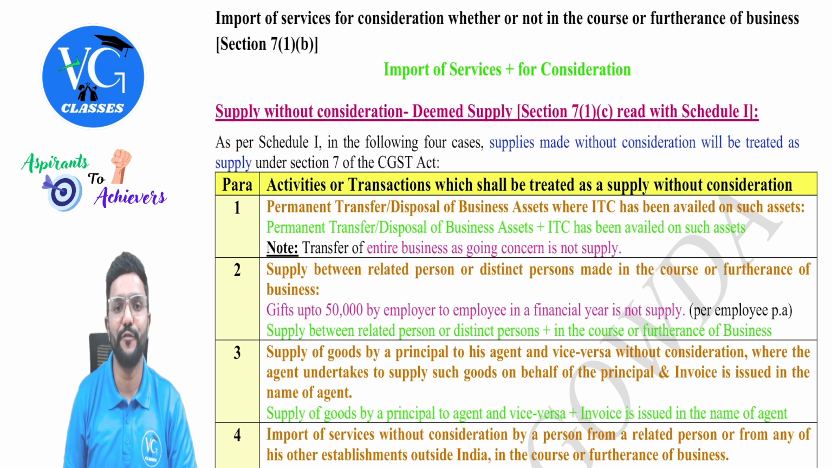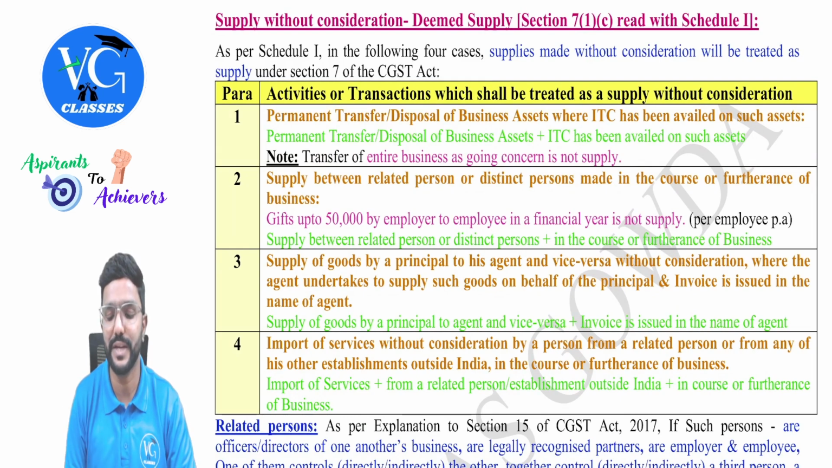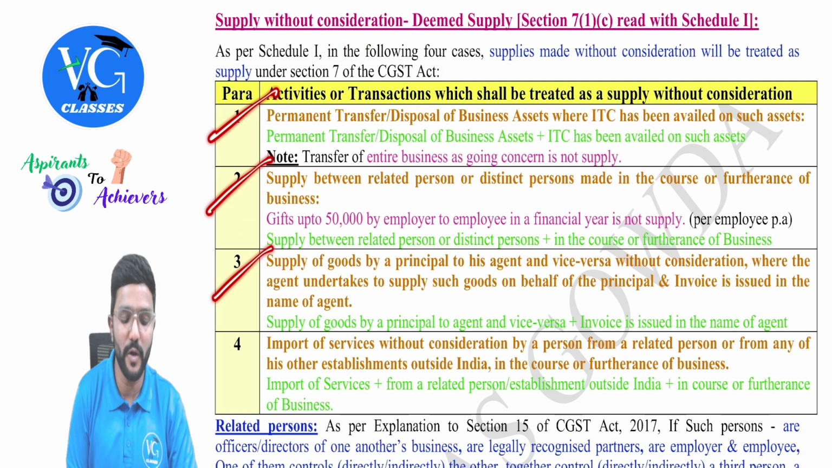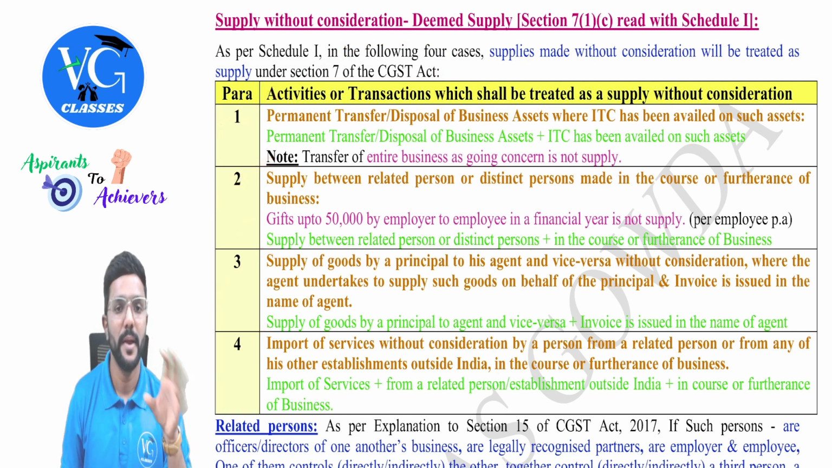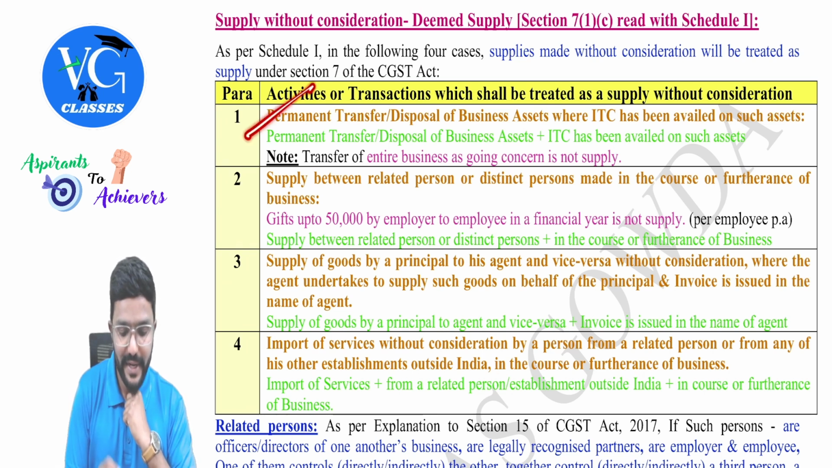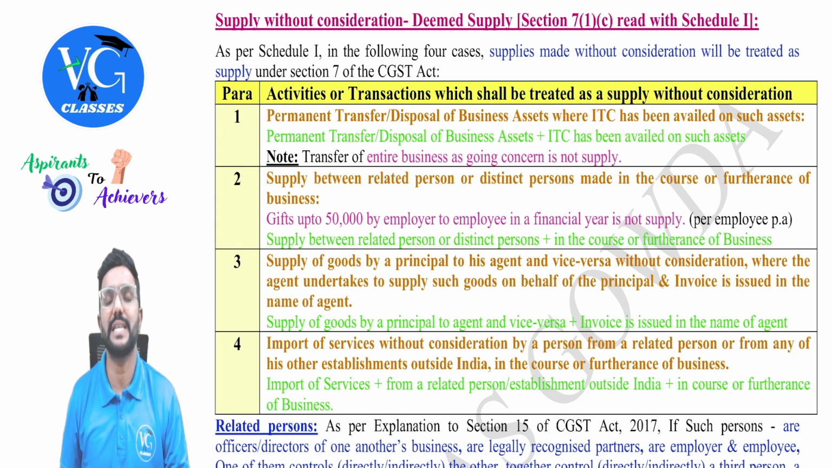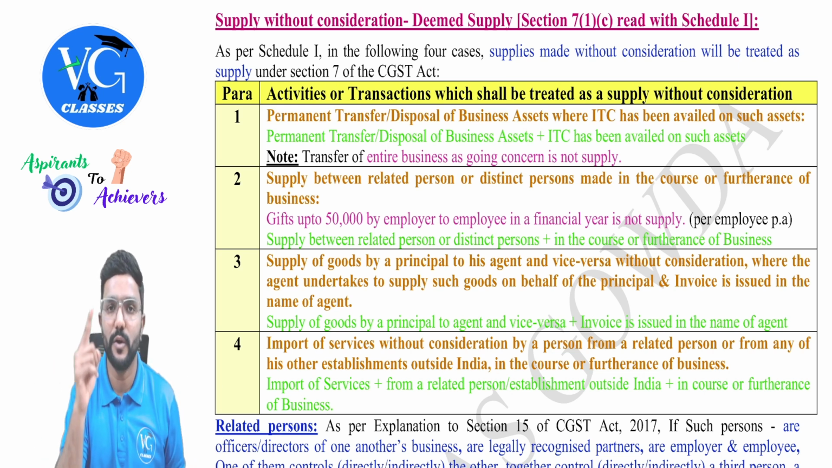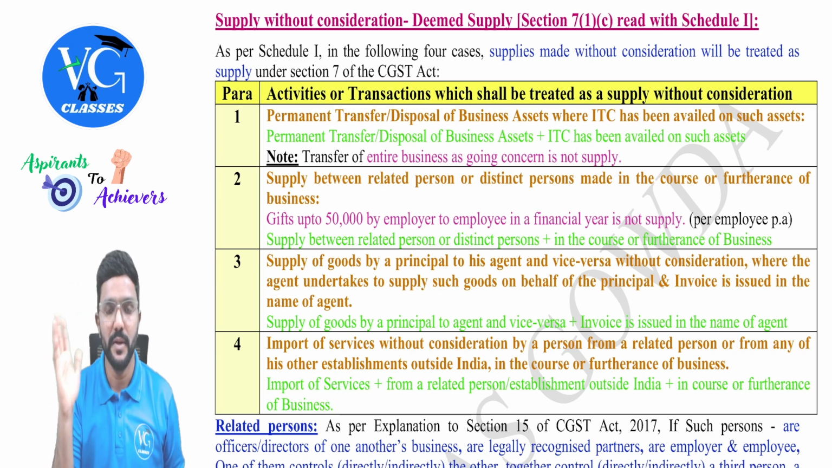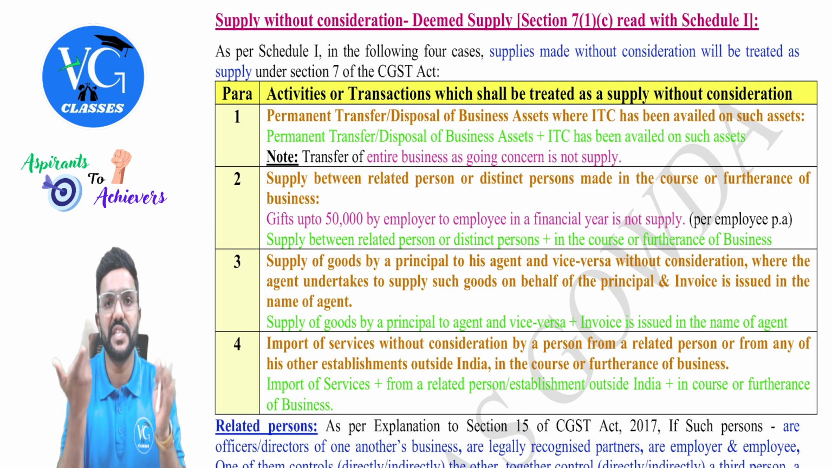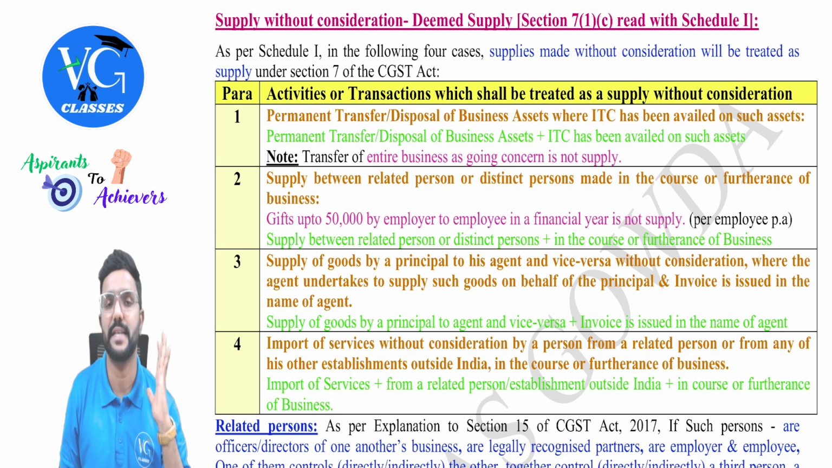As per schedule 1, in the following 4 cases, supplies made without consideration will be treated as supply under section 7 of CGST Act. So which are those? One by one. Try to remember along with the para numbers, guys. I have arranged here. Para 1: permanent transfer or disposal of business assets where ITC has been availed on such assets. If an asset is sold for a consideration, then obviously it is covered under section 7(1)(a). But what we are talking about now is, sir, for my outward supply, no consideration is there. That is when it is covered here.